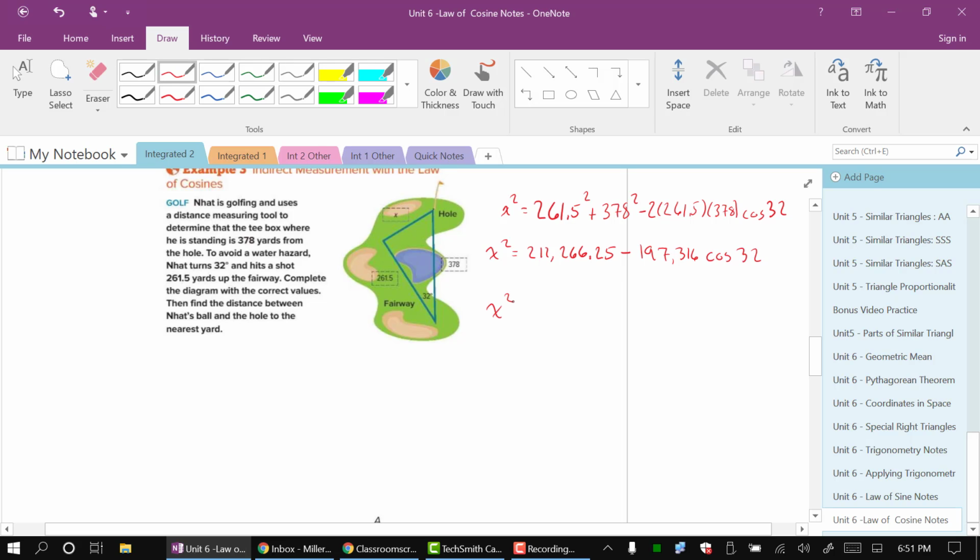Sorry, not x squared, we're taking the square root. So it's going to give me x equals the square root of 211,266.25 minus 197,316 cosine 32. When I take the square root of all that, I get that x is about 210. So from the ball to the hole is 210 feet.